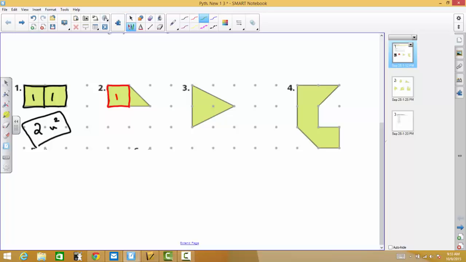Now, if you look at this triangle, area of a triangle is base times height divided by 2. So base times height divided by 2 is 1 times 1 divided by 2, which is 1/2. Another way to think about this is you know that this square's area is 1, and you've cut it in half. So this answer is 1.5 units squared.